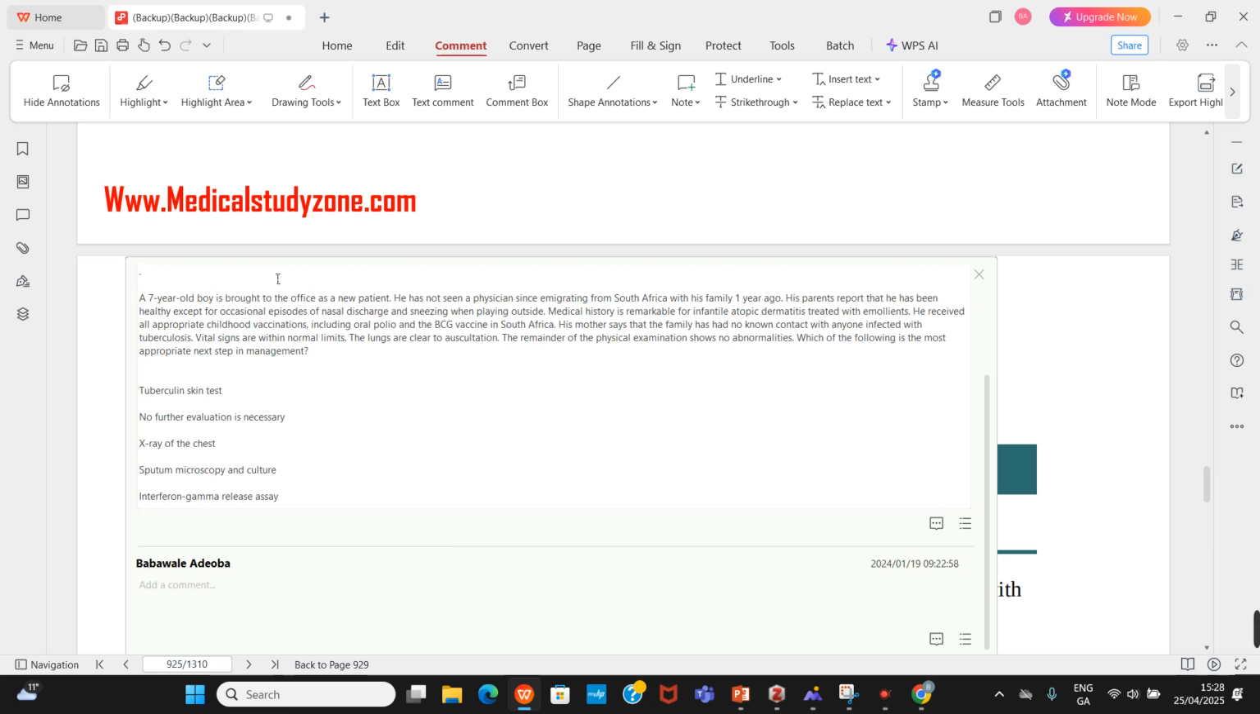Let's do this. A 7-year-old boy is brought to the office as a new patient. He has not seen a physician since emigrating from South Africa with his family 1 year ago. His parents report that he has been healthy except for occasional episodes of nasal discharge and sneezing while playing outside. Medical history is remarkable for infantile atopic dermatitis treated with emollient. He received all appropriate childhood vaccinations, including oral polio and BCG vaccine in South Africa. His mother says that the family has had no known contact with anyone infected with tuberculosis.